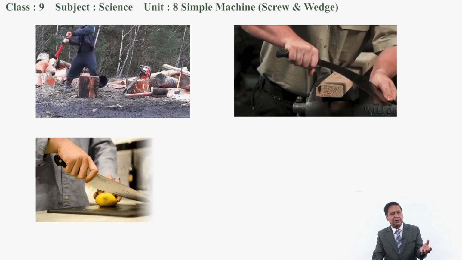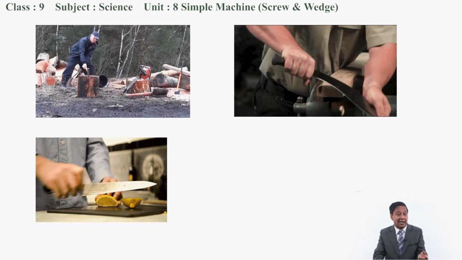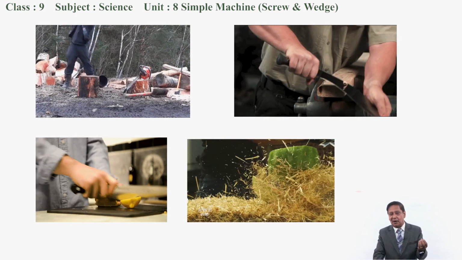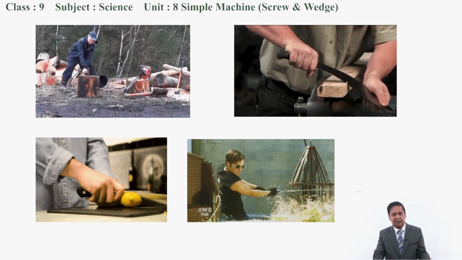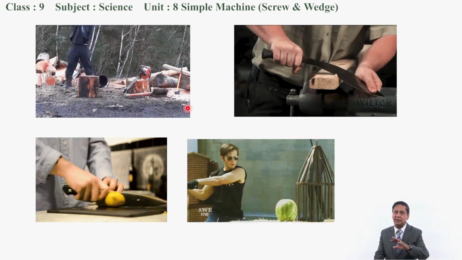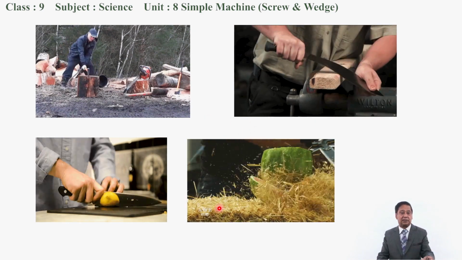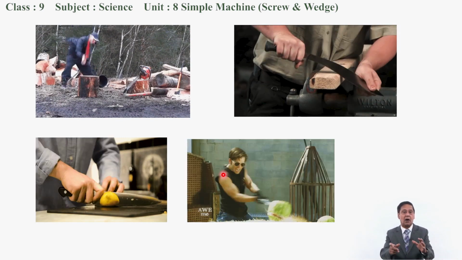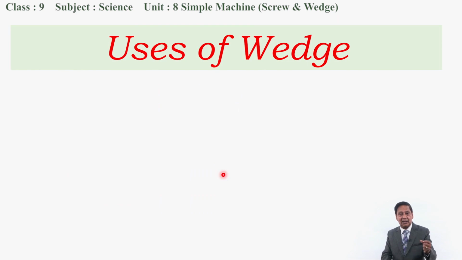And another person is cutting this lemon into two pieces using a knife. This is very interesting. A person is using a sword to cut a watermelon. Now looking at all these, you can understand easily that either the wedge is used to cut an object into different pieces, or it is used to split up substances.